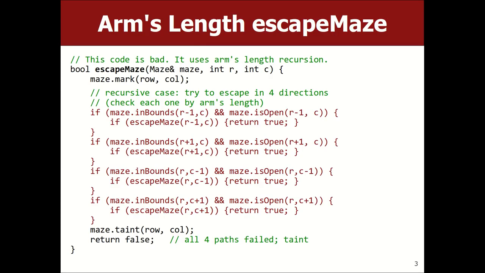So this is the idea of arm's length recursion. If you've heard that term, I'm trying to clarify what that sort of means. I thought this example would do well to illustrate the concept because it's so clear that you have to repeat a lot of tests in this style. So that's what arm's length recursion is. Do you guys have any questions about that? Does that make sense?